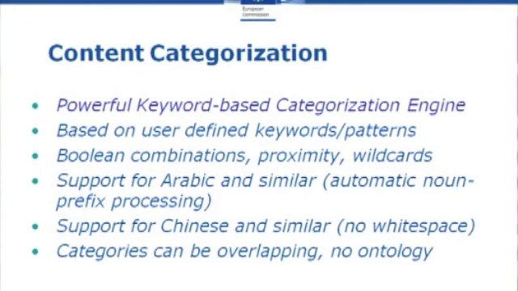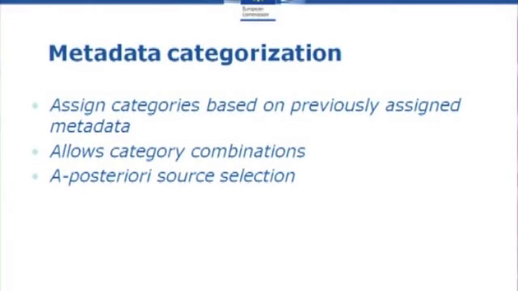The powerful aspect is the content categorization that we've developed ourselves, where we can also address multiple languages like Arabic, Chinese, etc. We also have metadata categorization, which allows you to construct categories based on previously assigned metadata. The content categorization is very important. The whole system is multilingual. Of course, we have to deal with many of the languages on the globe.